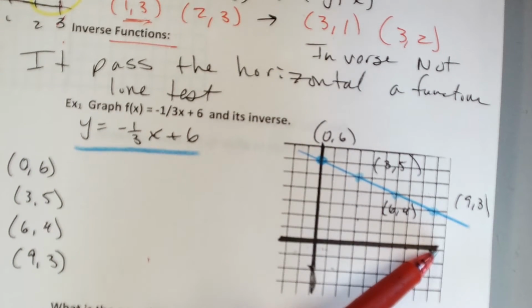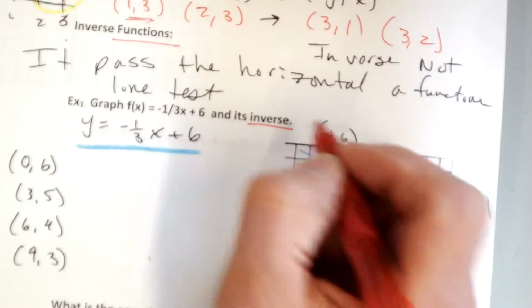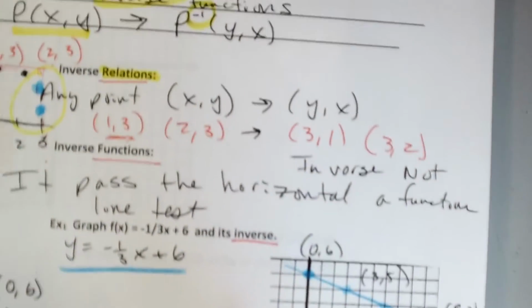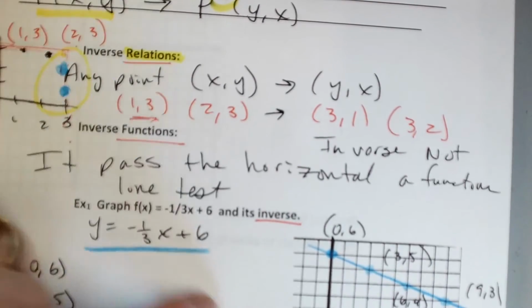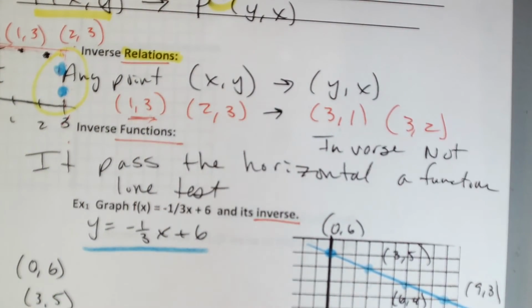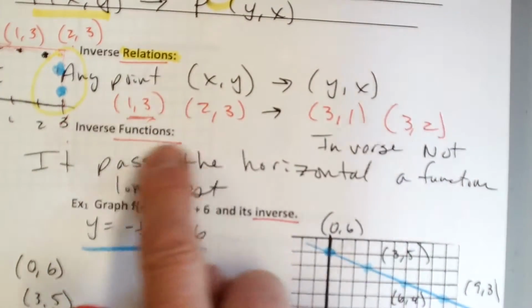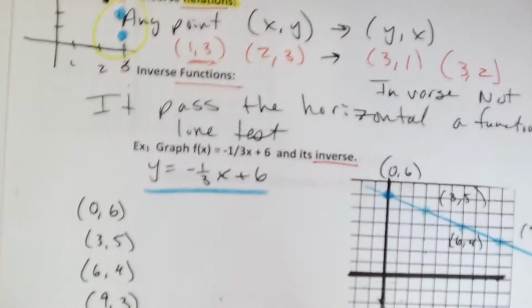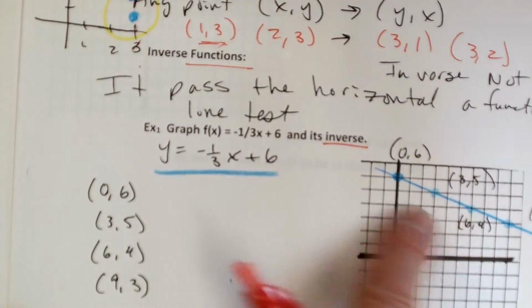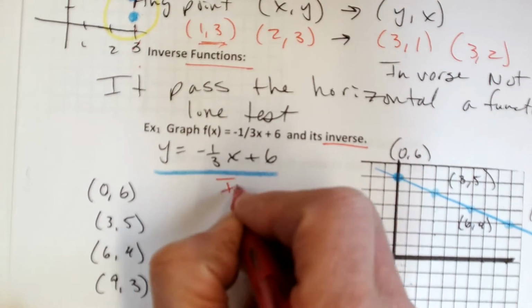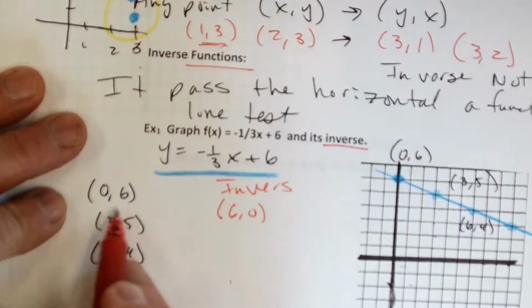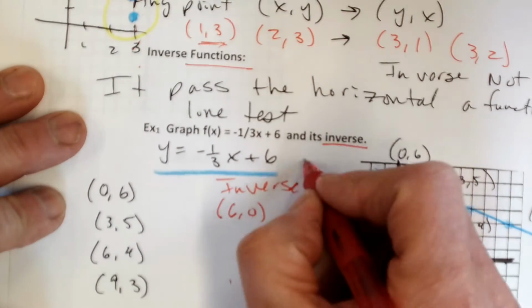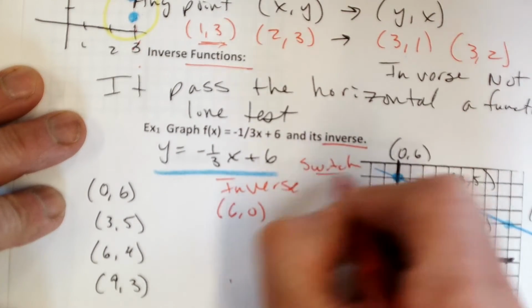Now if I want its inverse, we talked about how you have to switch points. So I graphed my line and wrote down all these points. Now what I want to do is switch them. So the inverse would be 6, 0. That's all, I just switched it. Switch x and y.